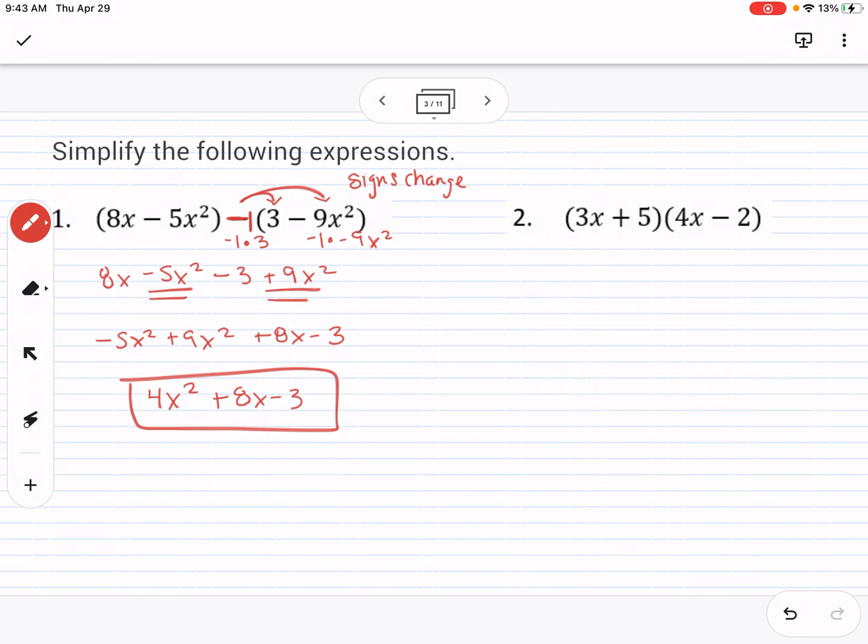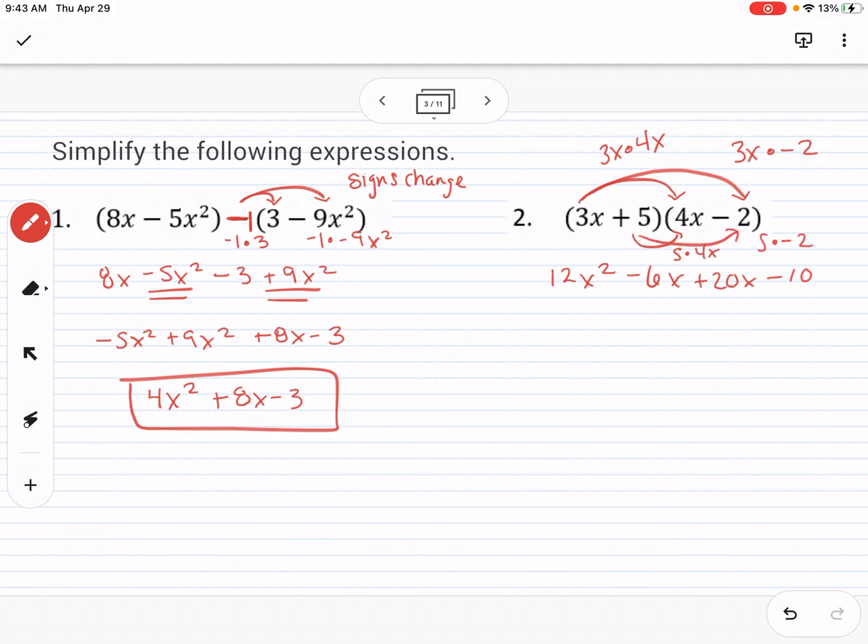In number 2, this is a multiplication problem. So I'm going to start by distributing 3x times 4x. That comes out to 12x squared. Then 3x times negative 2 is negative 6x. 5 times 4x is positive 20x. And 5 times negative 2 is negative 10.